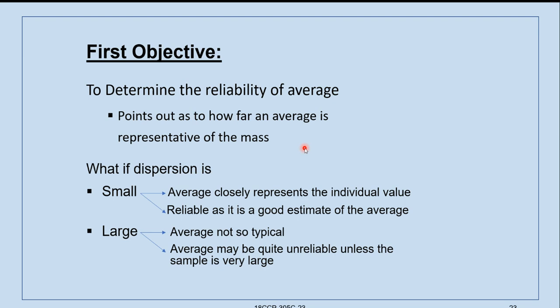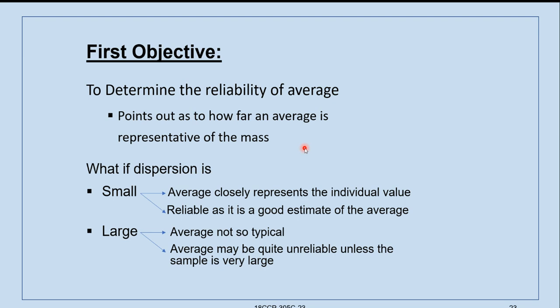Because in the series what we have seen, in the first series A, we have no dispersion. In the second series, we have very small dispersion. And in the third series, we have a lot of dispersion. When dispersion is small, as in the second series, average closely represents the individual values. So average is very close, and it is reliable also. That means if dispersion is very small, it is reliable.